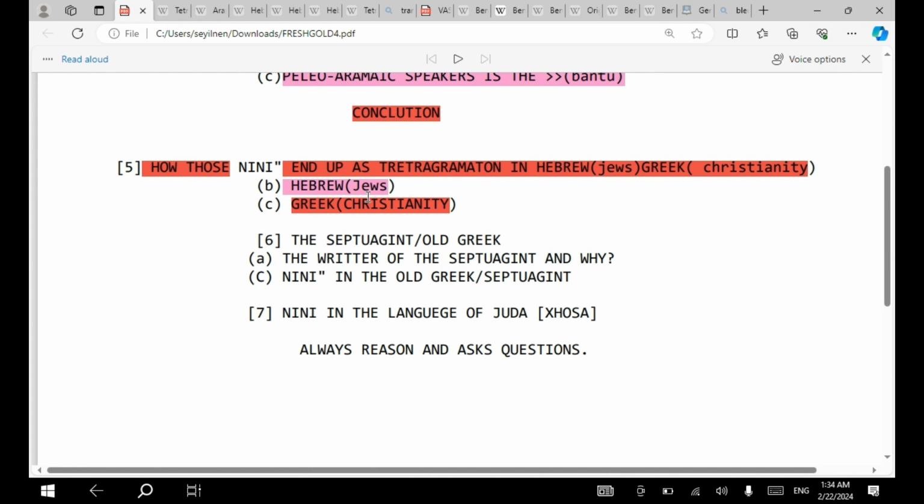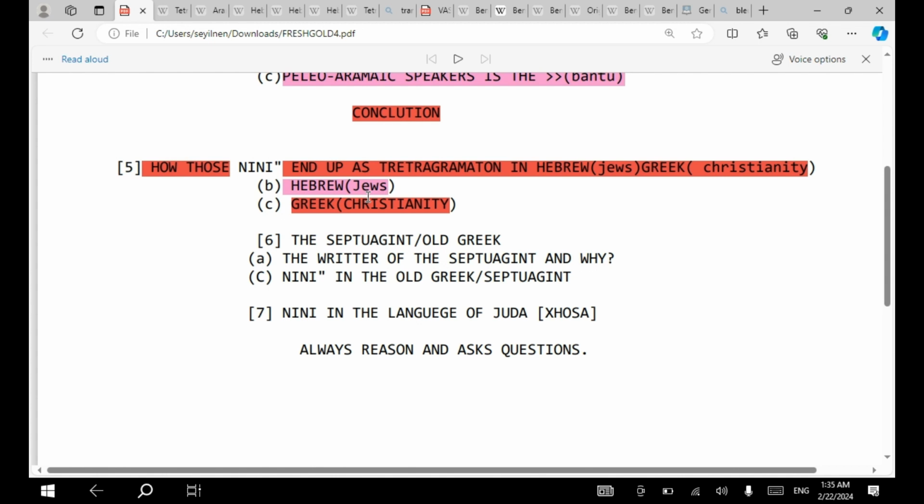Rome are under what? Greek, because they learned from what? Greek. They do not know Hebrew, they know Greek, while the Jewish do not know Greek, they know Hebrew. So you black people can't be Hebrew, no. Christianity, Greek. You can't be. You are the Peleo-Aramaic, which both of these people are claiming to be. We look at Hebrew claiming to be Peleo-Aramaic, right?